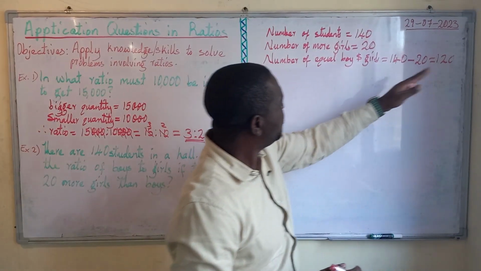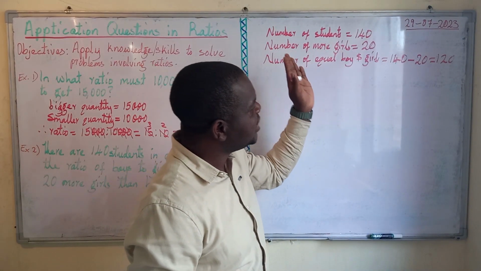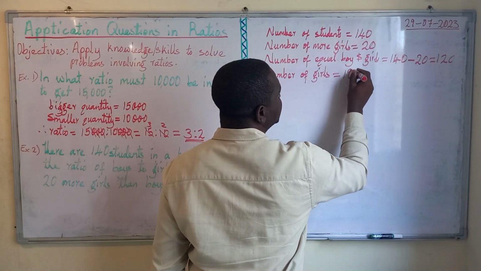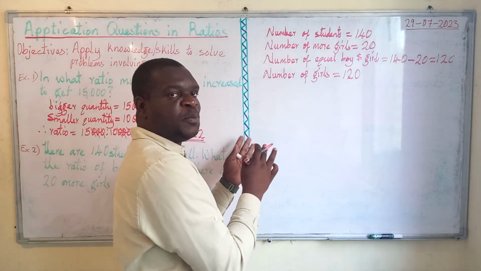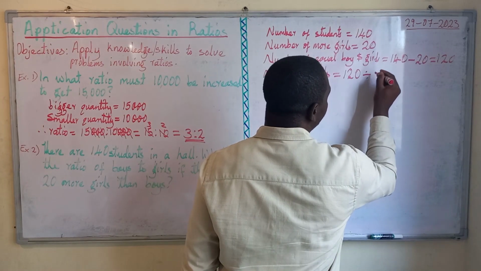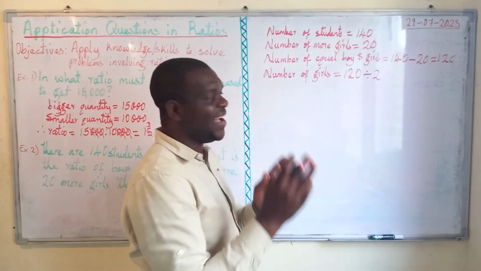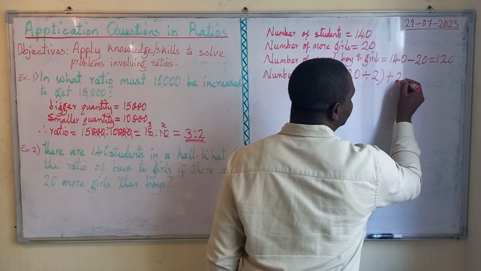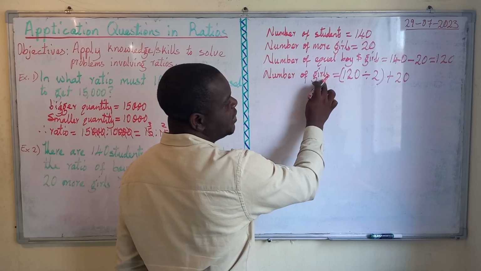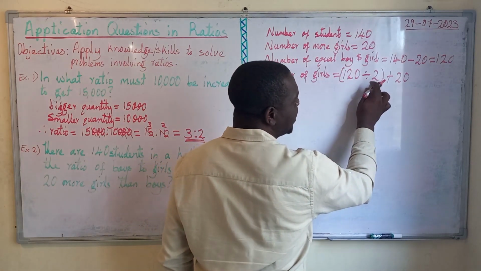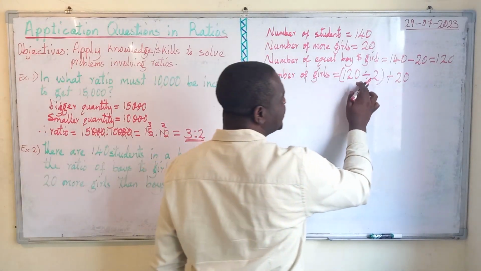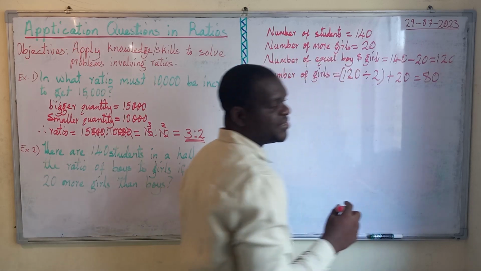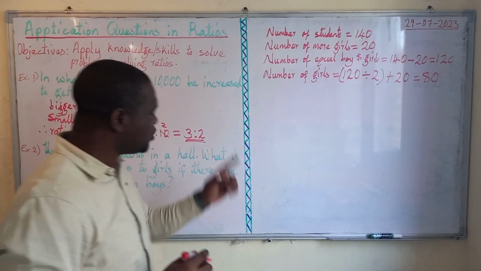At this point, we can move further to now find the number of girls only, which will be equal to 120, which is total number of equal boys and girls. We divide that by 2. That is the two groups, boys and girls. Remember that when you divide by 2, there are 20 plus girls, and we are finding the number of girls. So 120 divided by 2 is going to give us 60, and 60 plus 20, this 20 is going to give us 80 girls. So there are 80 girls, but that's not what they're asking us for.